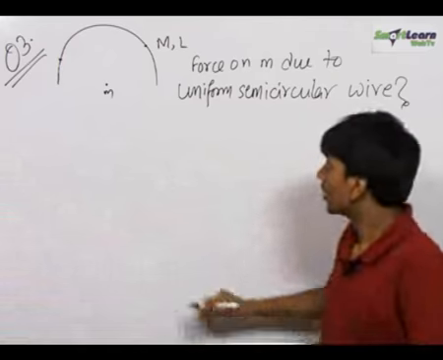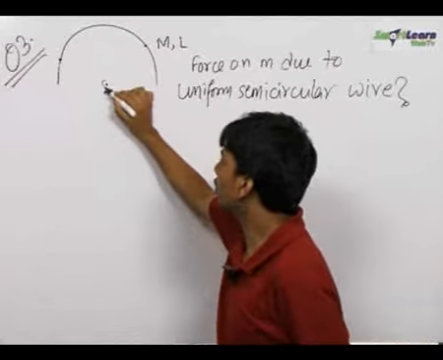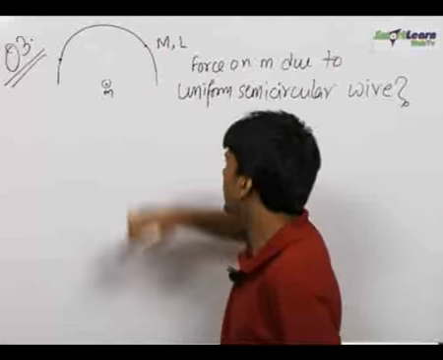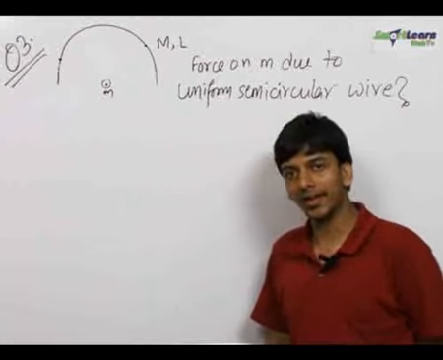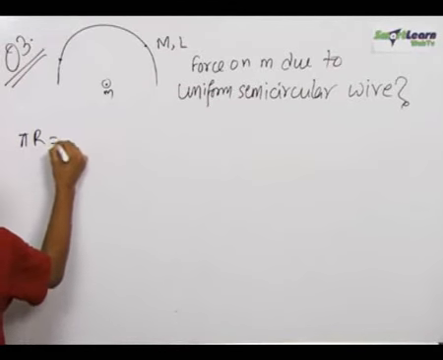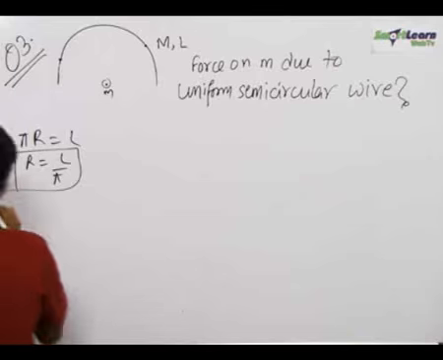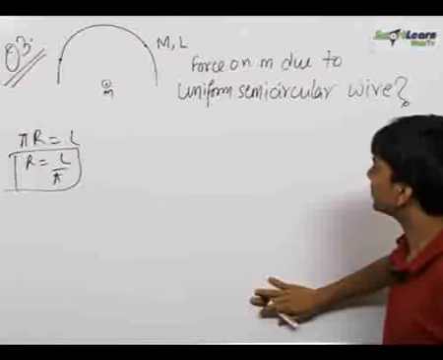In this question, this is a uniform semicircular wire and we need to find out the force acting on this small mass m due to this uniform semicircular wire of mass M and length L. Let us first find out the radius of the wire. Pi r is equal to L. Therefore, radius is equal to L upon pi. We will use this if needed in the future.